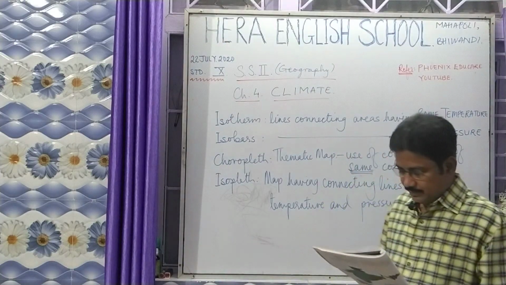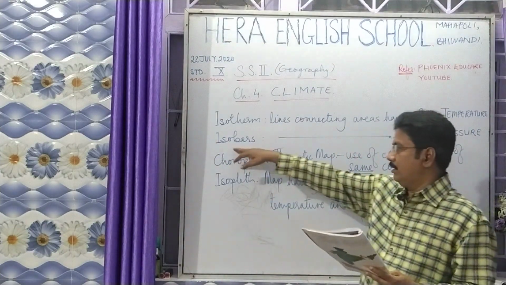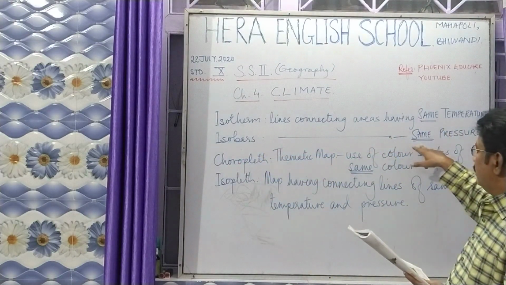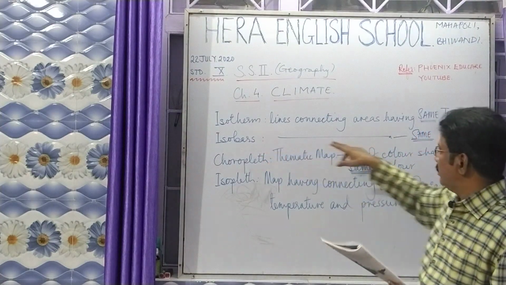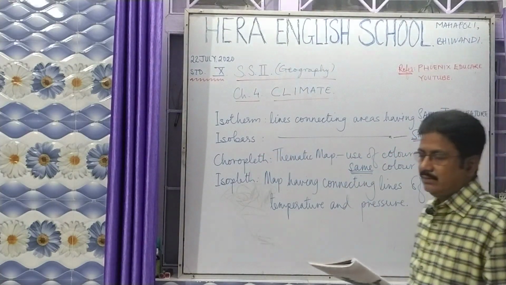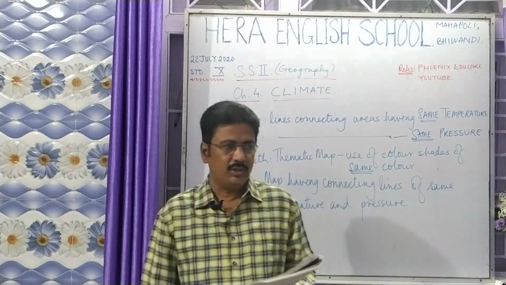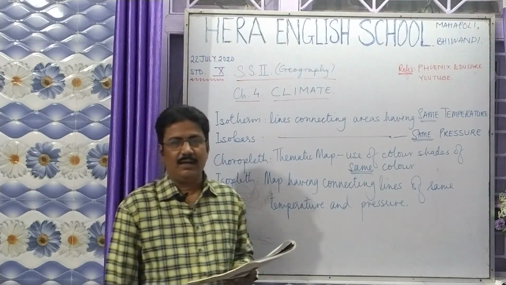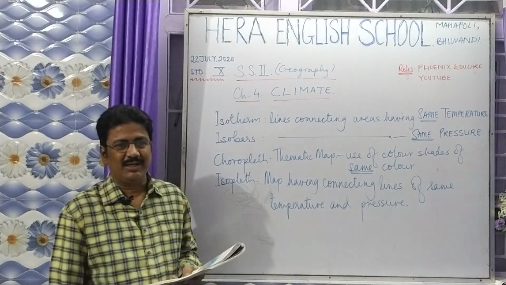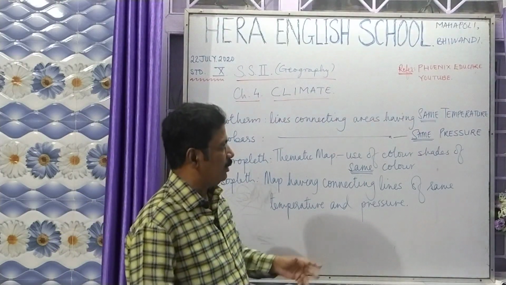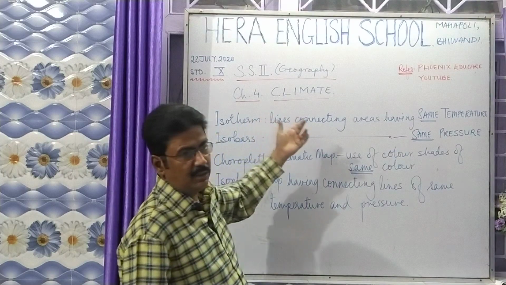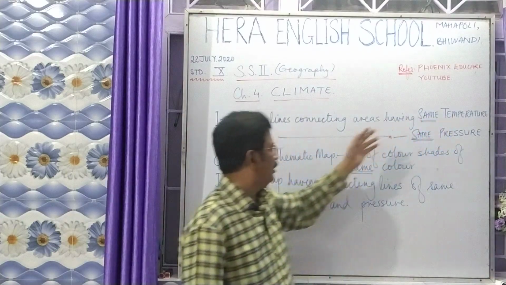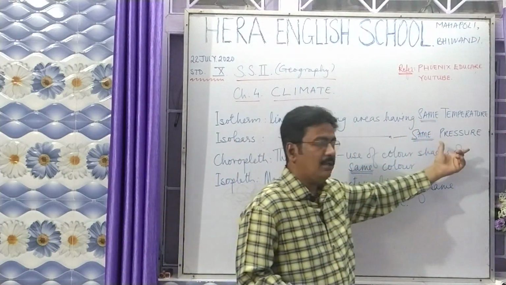Similarly, we have another term here known as isobars. Iso means lines, and bars here shows you pressure. Bars actually means barometer. A barometer is an instrument or a device to measure air pressure. Like you have your thermometer to measure temperature, therm to measure temperature, bar, barometer, to measure pressure.